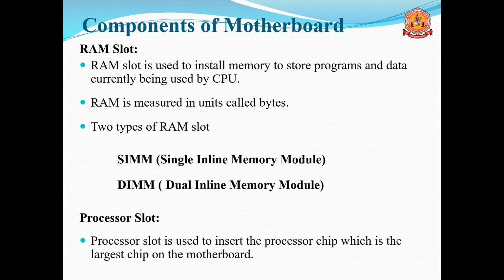Next one is processor slot. Already we discussed the processor slot. There are different types of processor slots available: LIF, low insertion force, PGA, pin grid array, and MPGA, multiple pin grid array. The processor slot is used to insert the processor chip, which is the largest chip on the motherboard. It's the big main chip of the motherboard that we insert in a processor slot. These are the different types of processor slot available in the computer, or we can say the motherboard.